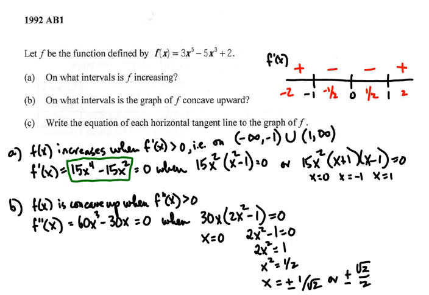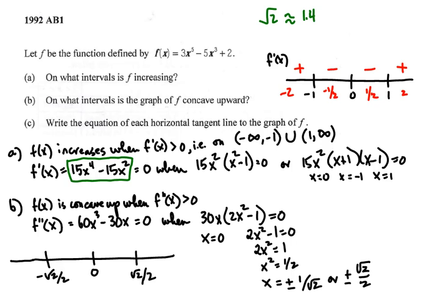Okay, so we're going to set up a sign chart. Now for testing purposes, you should know that square root of 2 is roughly 1.4, and so root 2 over 2 is roughly 0.7. So I'll get the test values negative 1, negative 1/2, 1/2, and 1. And recall I'm going to plug those test values back into the second derivative because I want to find out where the second derivative is positive. And I'm going to use the factored form for that.